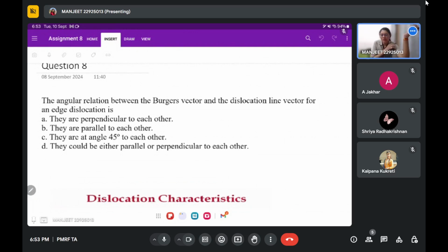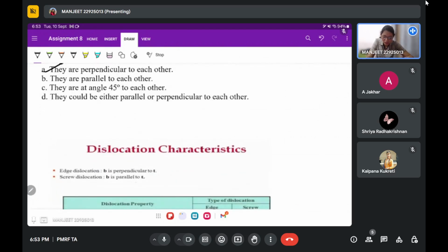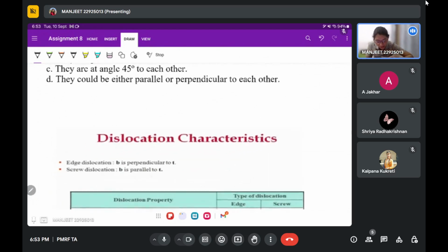So you know that the Burgers vector and the dislocation line vector are perpendicular to each other. You know about this. So in the edge dislocation they are perpendicular to each other. So we have two kinds of dislocation. What are the dislocation characters? One is the edge dislocation and another is the screw dislocation.